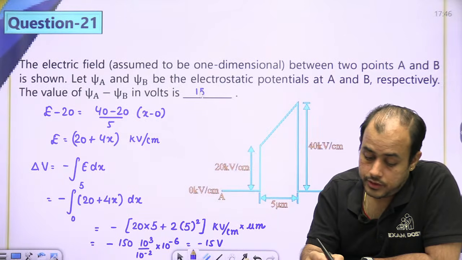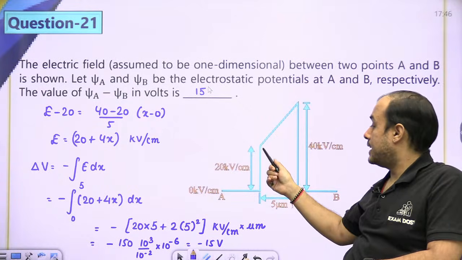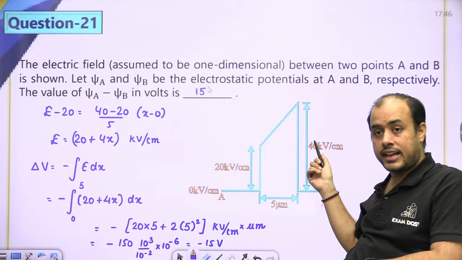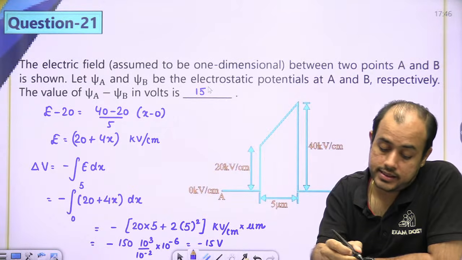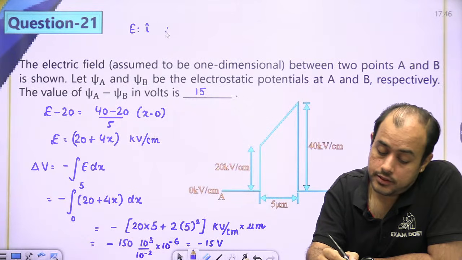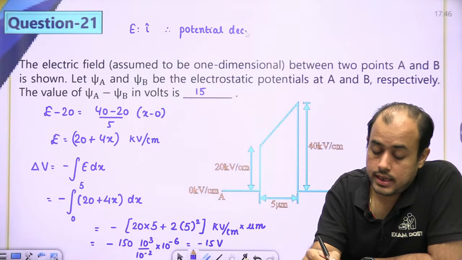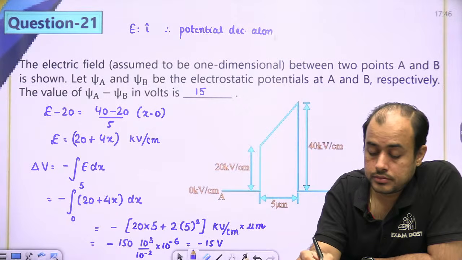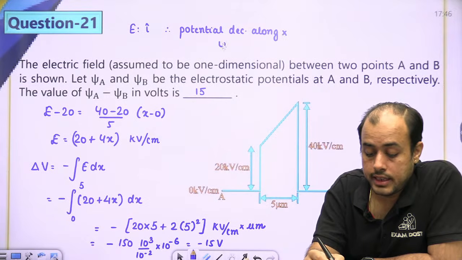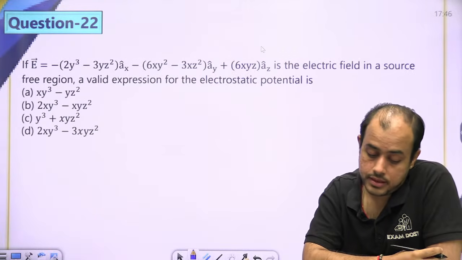Answer will be okay. Why, sir? Because beta, the electric field is in x direction, so potential decreases. Electric field is I cap, therefore potential decreases along x. So psi A minus psi B will be positive. This is 15. Very good, Raunak bhai.